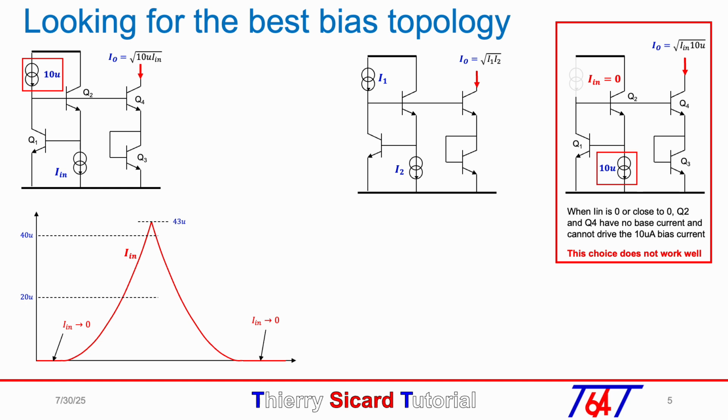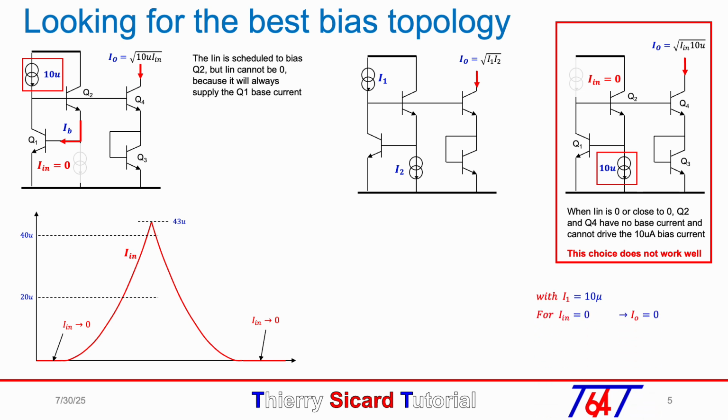Since Q2 always supplies the base current of Q1, Q2 can never reach zero. The minimum value of I in is equal to IB of Q1. Ideally, with I1 equal 10 microamp, for I in equal 0, I out should be equal to 0.